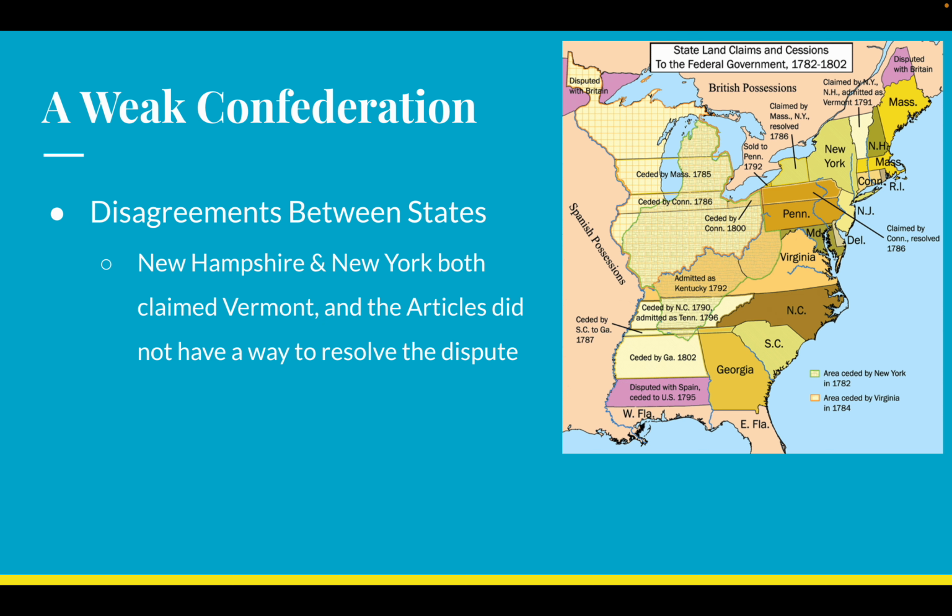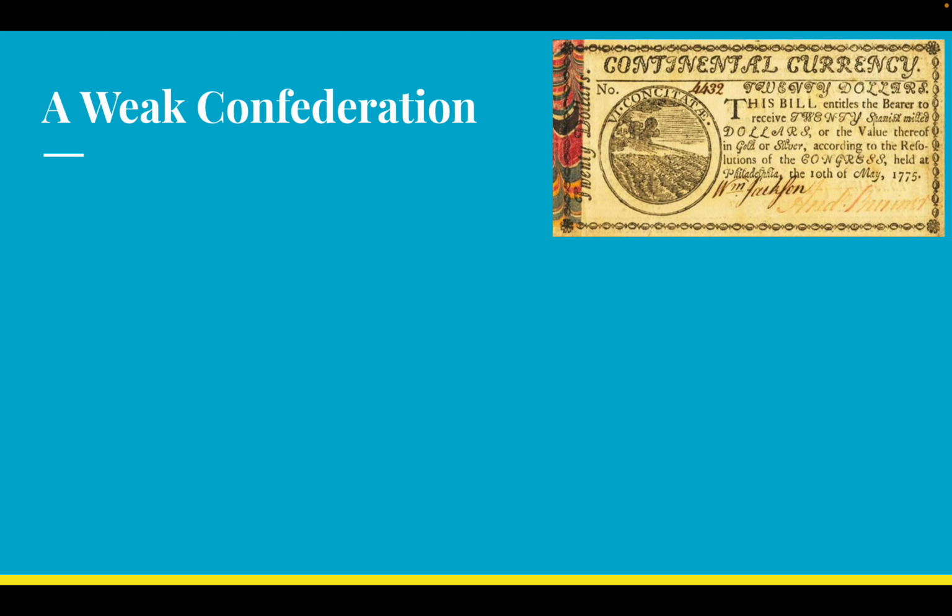Georgia, South Carolina, North Carolina, they're kind of smushed together where their borders meet. That's going to complicate things too. So we have a bunch of different borders and a bunch of different claims. And like we talked about on the last slide and before, there's no court system to kind of figure this stuff out. So the problem becomes we can't figure out who owns what.